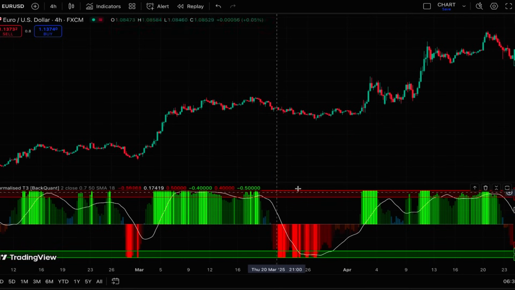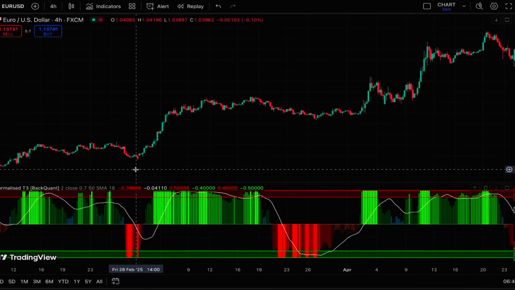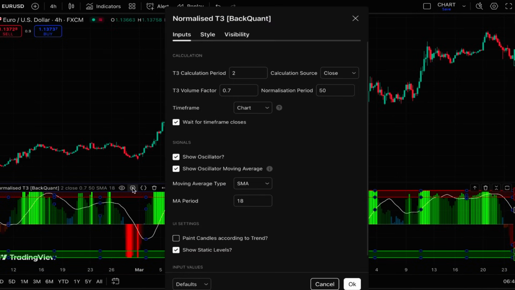We have a red zone here which shows overbought condition, and we have a green zone here which shows oversold condition. First, we go to the settings of the indicator to optimize the settings so the indicator will perform better for trend identification and the strategies that I'm going to explain.